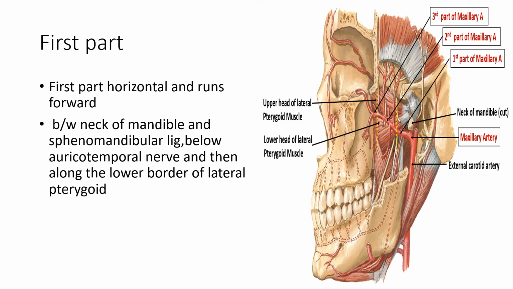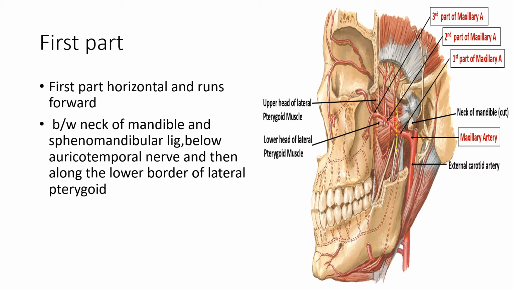So let's discuss the parts of the maxillary artery one by one. First we will discuss the first part. This is the first part of the maxillary artery. The first part is somewhat horizontal and it runs obviously forward. The important thing about the first part of the maxillary artery is that it lies between the mandible and the sphenomandibular ligament, okay.